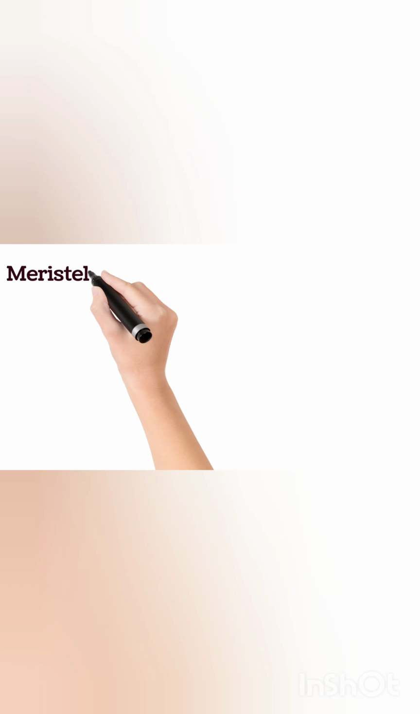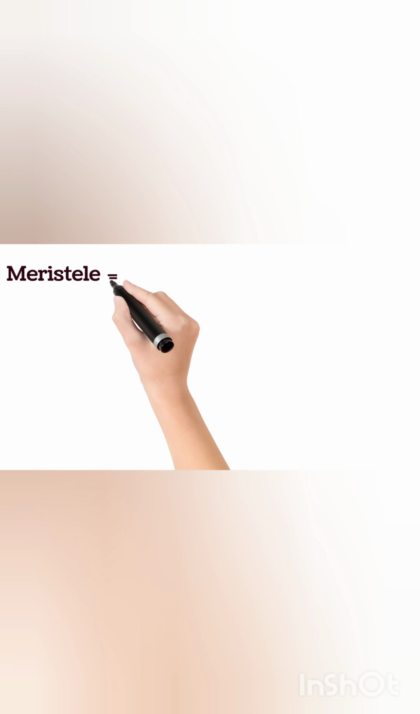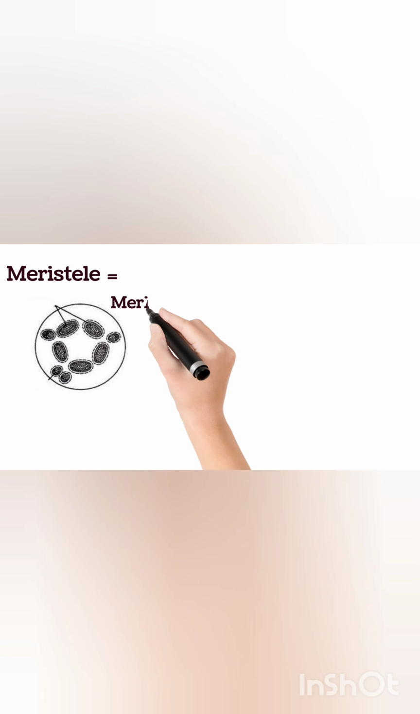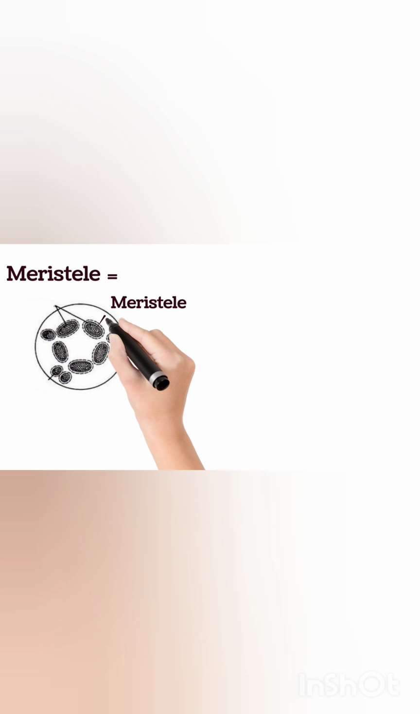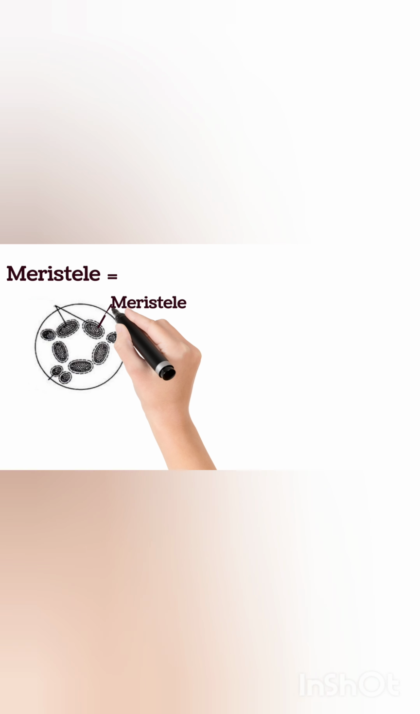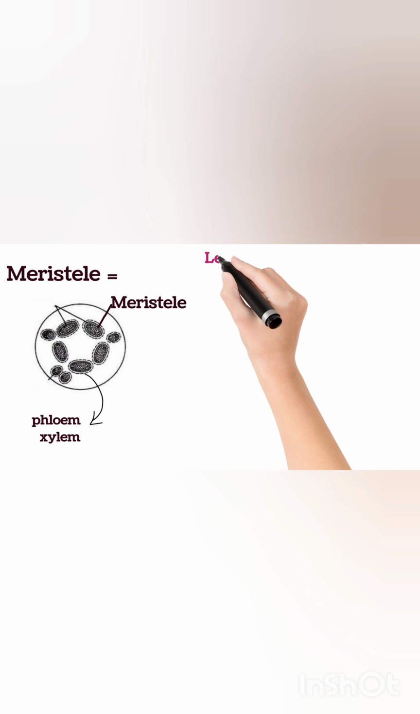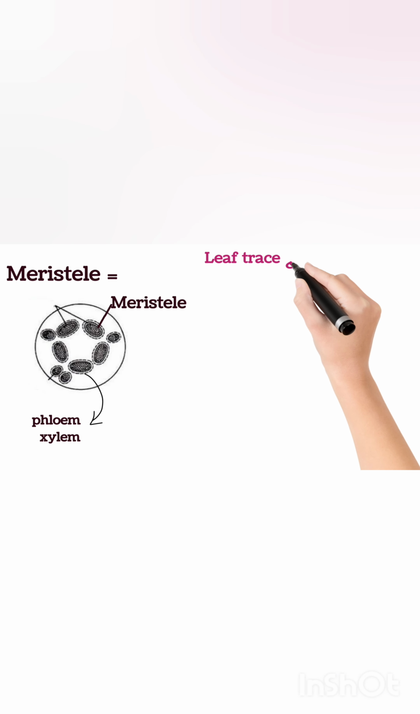Now what is meristele? Let me show you this diagram. It has a diagram like that. Suppose this is the diagram of a stem. It has small patches. These patches are called meristeles. These are basically small microsteles. Each meristele has phloem and xylem in it. Right? And this meristele has resemblance with a leaf trace.